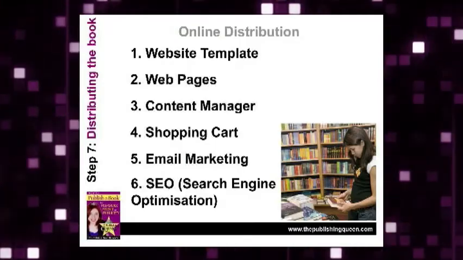Fourth thing is shopping cart. Now this is huge. You don't want to just sell a book. You want to sell the opportunity with your book. You need a shopping cart. You can have just a book on a standard website, click here, go to PayPal, buy the book, and that works fine. But what works a lot better is a shopping cart.